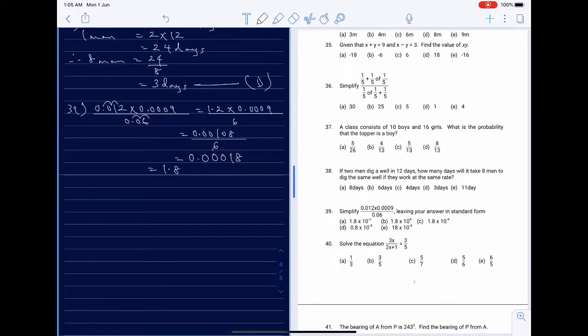1.8. Of course, standard form means move the decimal 1, 2, 3, 4 times 10 raised to power. When you move to the right to put the decimal point in front of the first significant figure in the number, then the power of 10 is going to be negative. So that's 1.8 times 10 raised to power minus 4. Beautiful. And the correct option is C. Now to the next, which is number 40.